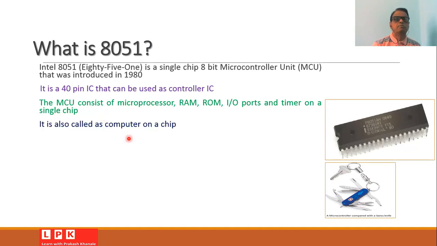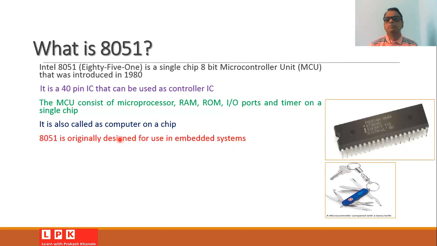Many times this microcontroller is called a computer on a chip, because whatever things are there in a computer, almost everything is available on this chip. This chip was originally designed for use in embedded systems. Whenever we think of any system in which the programs are incorporated in the system itself, such a system can be called an embedded system.